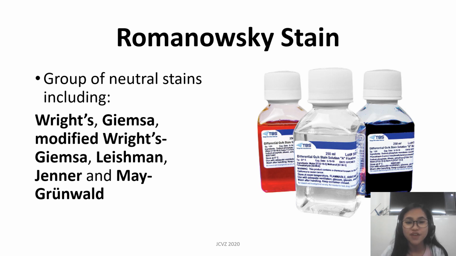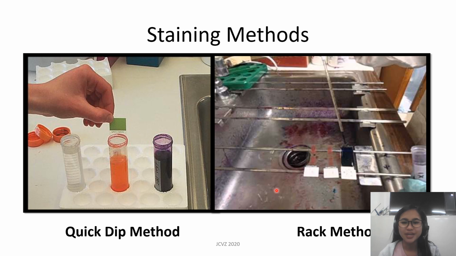We also have your modified Wright's, Giemsa, Leishman, Jenner, and the May-Grunwald. So all of these neutral stains belonging under the Romanovsky stain all serve the same purpose, which is to impart color to our cells, to best view them under the microscope, to appreciate their morphological structures and colors under the microscope.